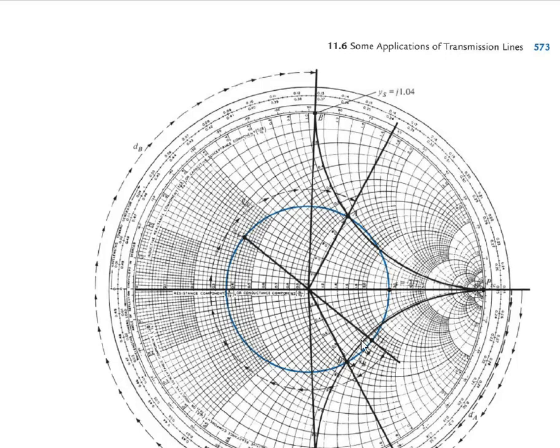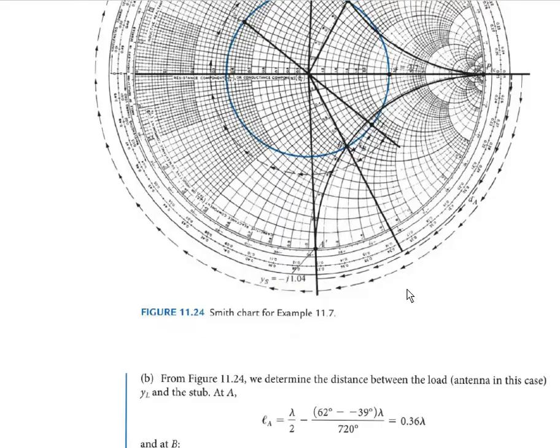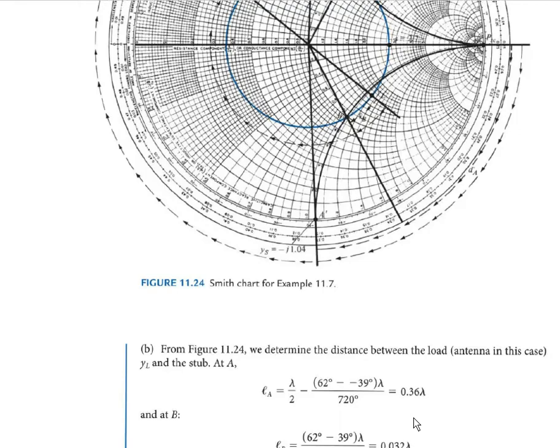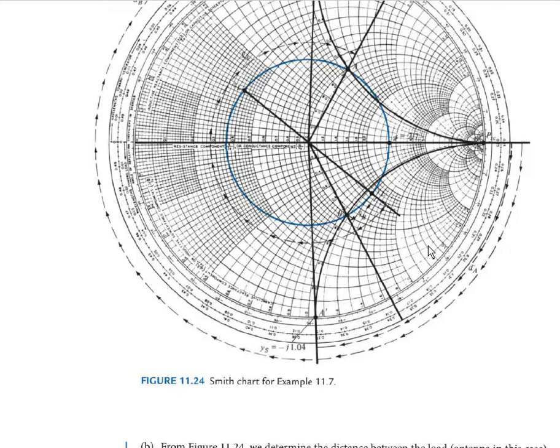So this obtained angle divided by 720 degrees into lambda will be the distance from YL to this point B as well as this point A. So we can see how much we got here. LA is 0.36 lambda and LB is 0.032 lambda. That means LB is from this load YL to this point. So you find the angle between these 2 points, then convert that into lambda. Then LA is from this load admittance to this point A.